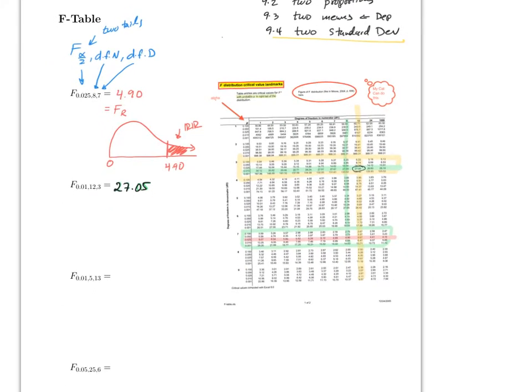And again, the whole point of this is we're going to use these values as the rejection region. So this will be the right side. You have 27.05 here. This will be the rejection region, and this will be the fail to reject. As you can see, this is pretty easy to find.